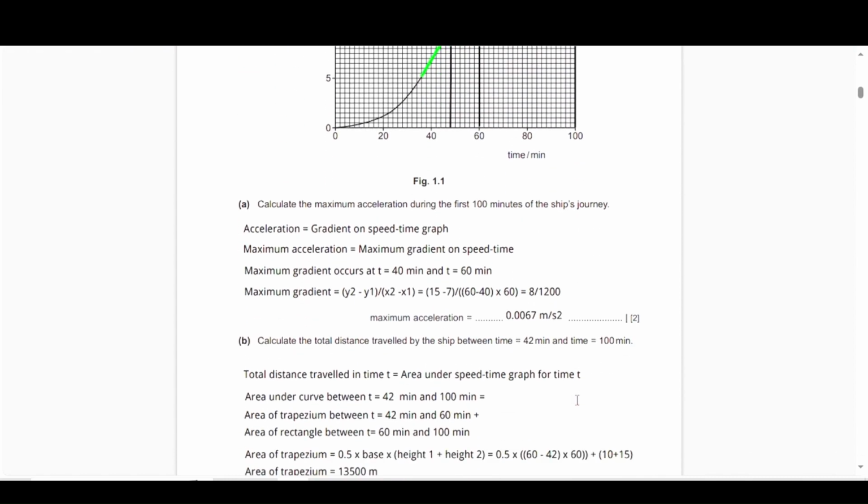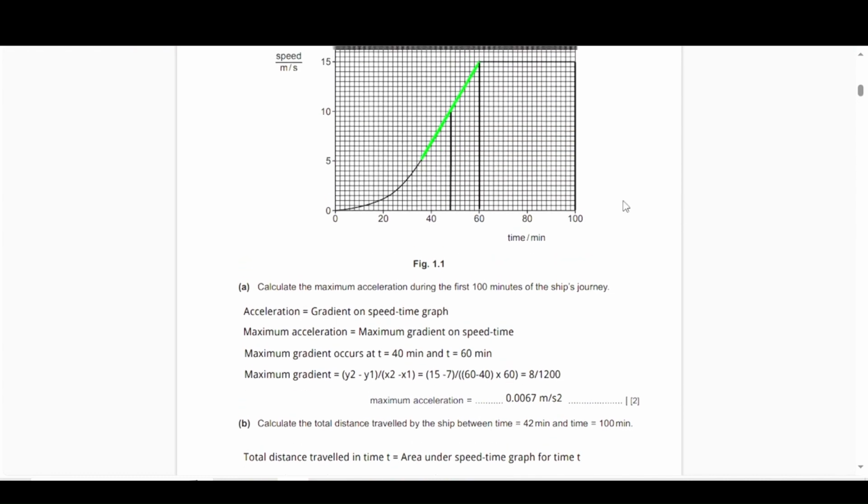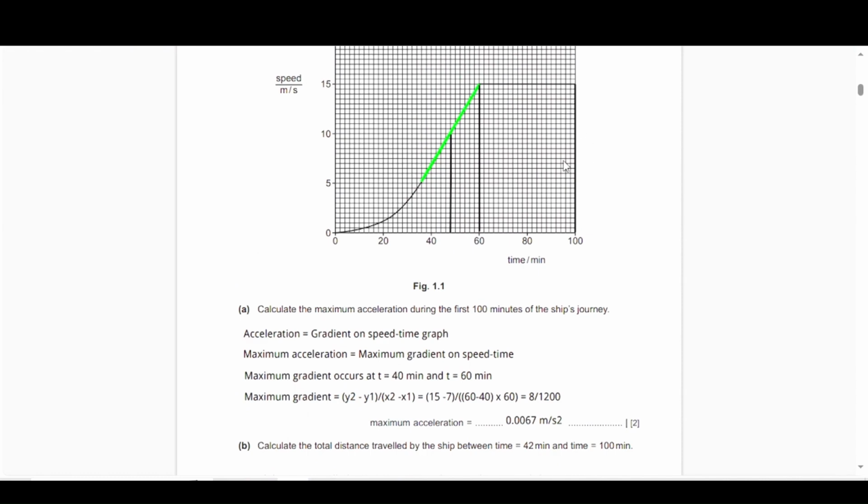I want to make a quick correction there. 42 minutes actually is a little bit earlier. Here on the time axis, each of the divisions is 2 minutes, so 42 minutes would be around here. Yeah, it's not around there. Sorry about that line if it caused any confusion. And you've got another dark line here at 100.